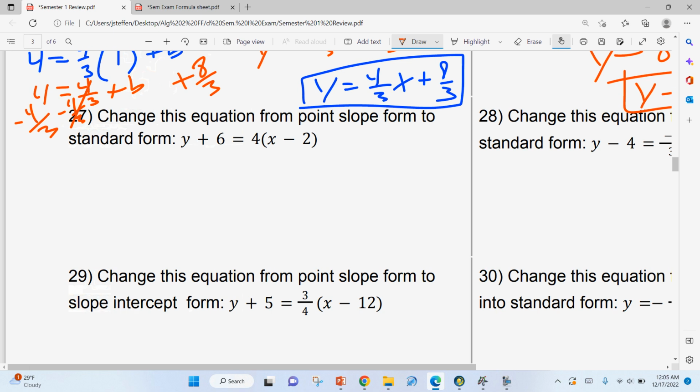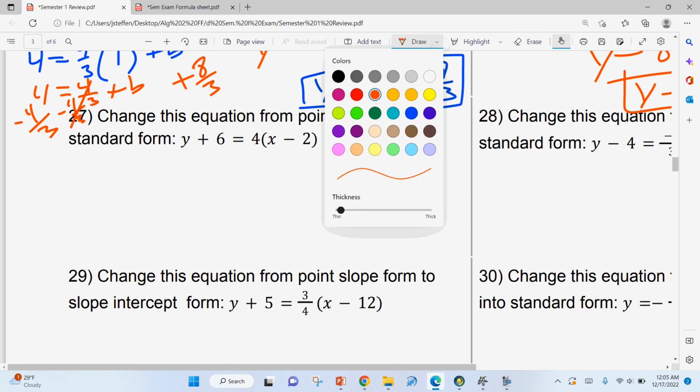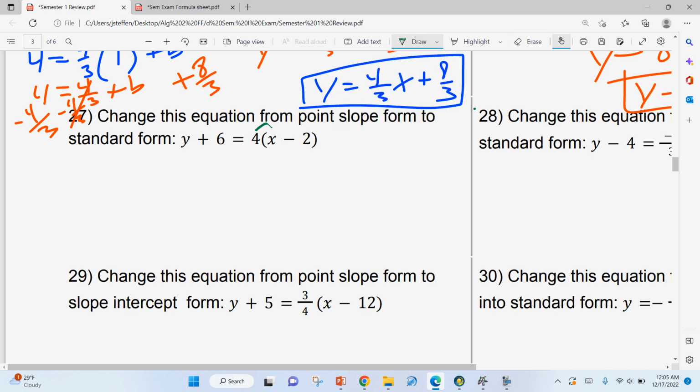Next one's in point slope form, but it's kind of nice because the slope is a whole number. So if you want to put it over 1 and then distribute to the bottom and to the top, you totally can. But you don't have to, because multiplying by 1 doesn't do anything. So really, all you have to do, since it's not a fraction, distribute your 4. So we have y plus 6 is equal to 4x minus 8.